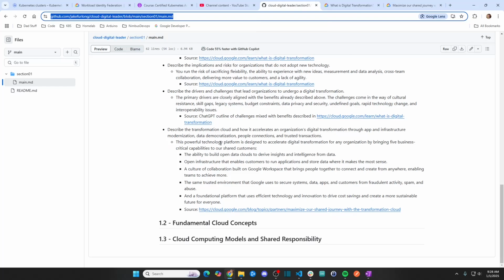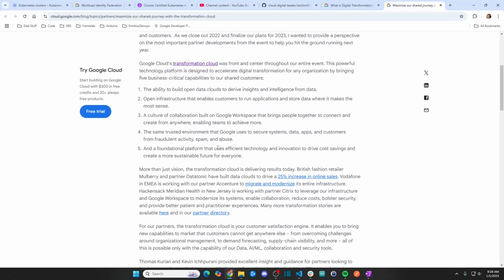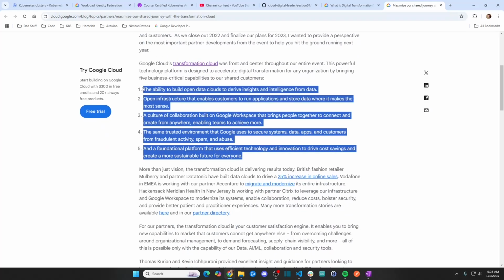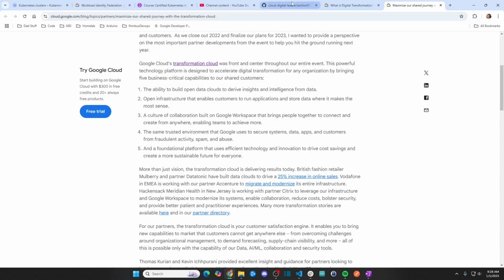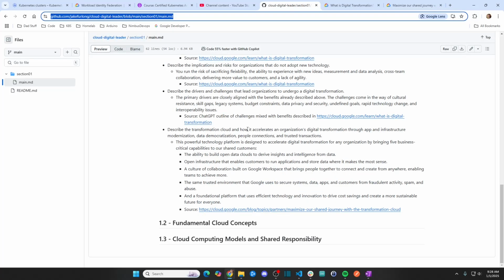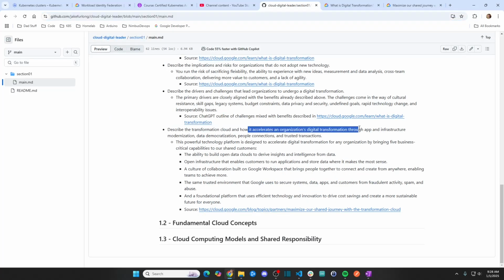So I took a stab at describing this. This powerful technology platform is designed to accelerate digital transformation for any organization by bringing 5 business critical capabilities to our shared customers. So I'm basically describing Google Cloud, and then I took these 5 things that are the value this brings from the actual blog post to describe how it accelerates digital transformation through the use of the transformation cloud.